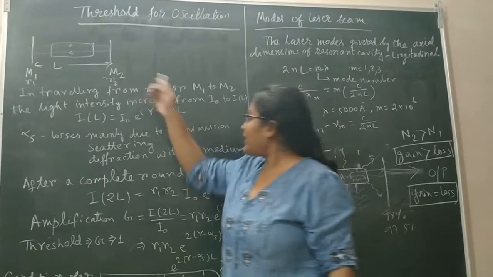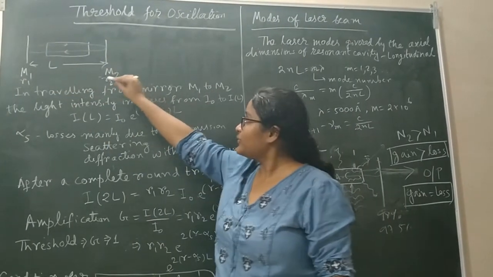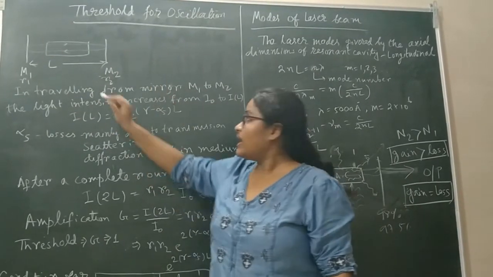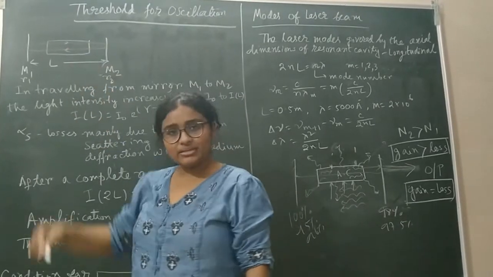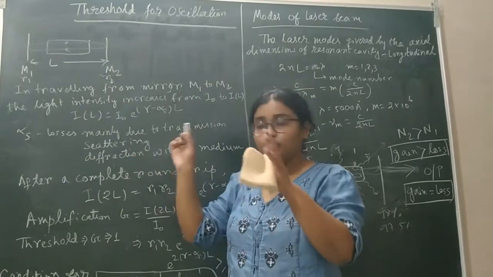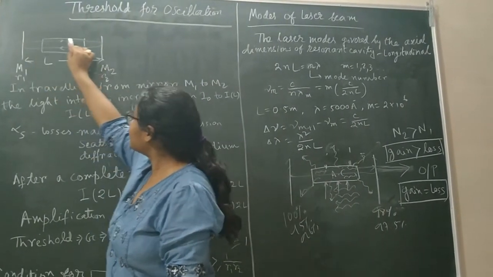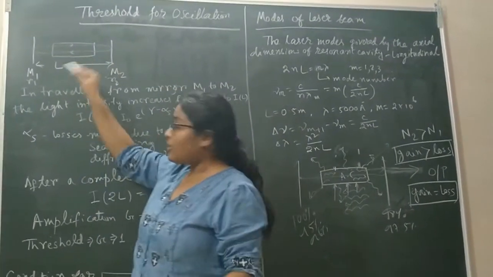What I have drawn separately is two mirrors, M1 and M2. The reflectivity of M1 is R1 and of M2 is R2, and the distance between M1 and M2 is L, with an active medium in between them. Now the light is traveling a round trip path: it goes to one mirror, comes back, reflects off the other mirror, and comes back again. It is doing a round trip path.